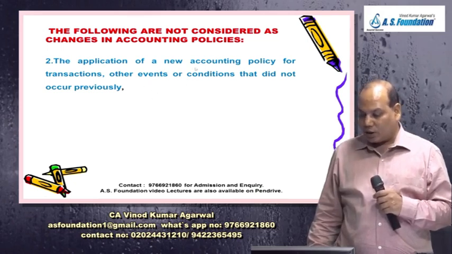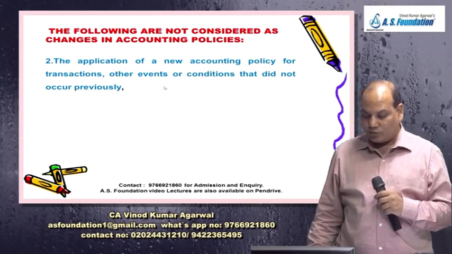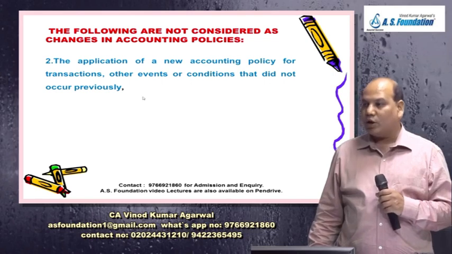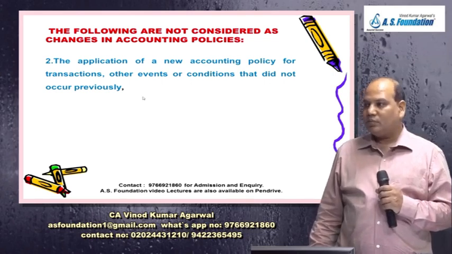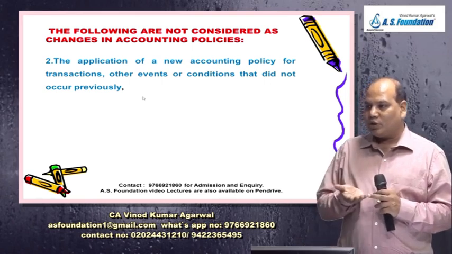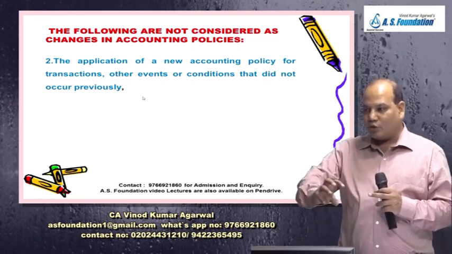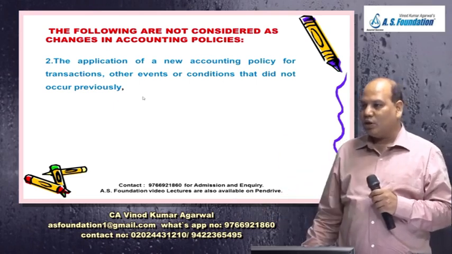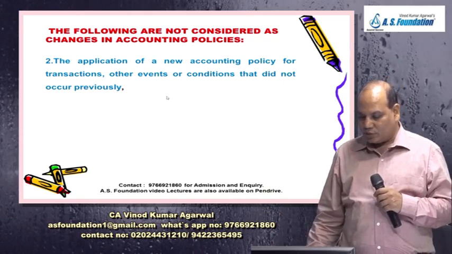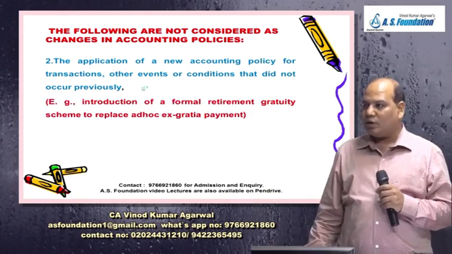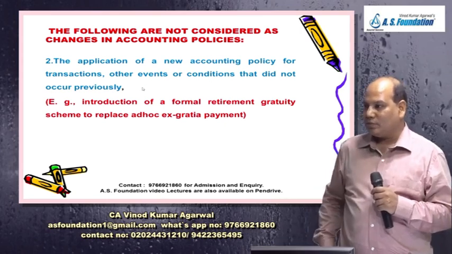Second is the application of a new accounting policy to other events or transactions that did not occur previously. Now for something to change, there must be some original transaction also. If there is no transaction and then a transaction takes place and you choose an accounting policy for that, it is not a change. Or if there was a transaction earlier, it was of immaterial nature.